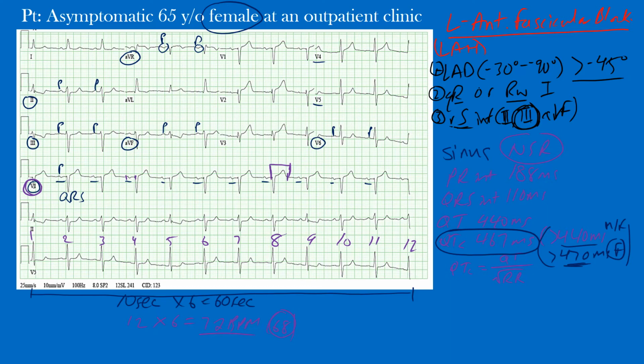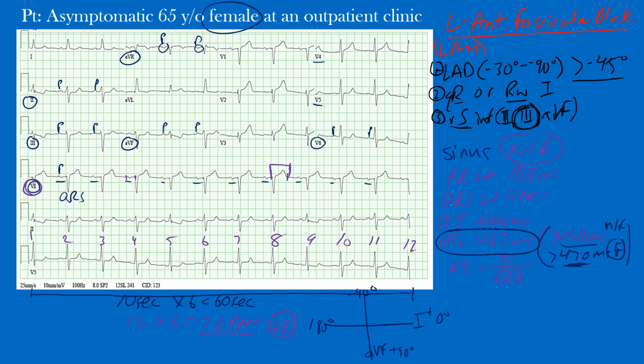Now let's look at our axis here. When we look at axis, we can use our quadrant system, if you recall. Our quadrant system looks at 4 different quadrants. This is where we put lead 1, the positive end, which sits at 0 degrees. Down here, we put aVF, which is the positive end, and that's at positive 90 degrees. This is 180 degrees, and this is negative 90 degrees.